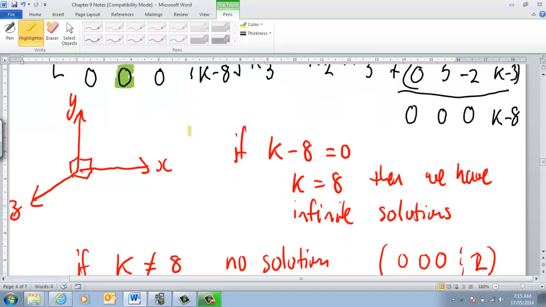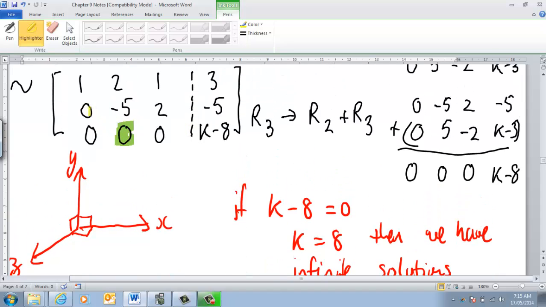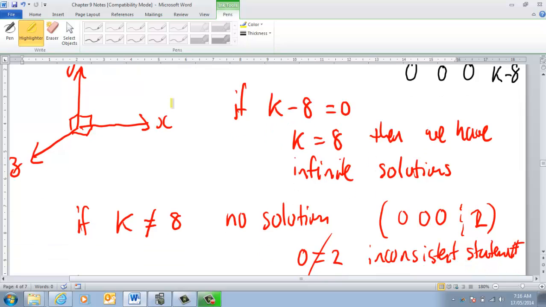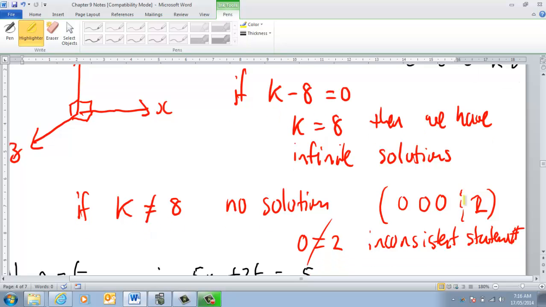So therefore, what it means is we would have this scenario over here where we don't know what our z is, so we'll have to let z be something and solve for that, and that would give us an infinite number of solutions. Now, if k is not equal to 8, then we have 0 equal to some number, which is inconsistent, and that basically has no solution. That would be the case if we were looking at planes, 3 parallel planes. Or if we're looking at lines, we're looking at 3 lines that don't meet.